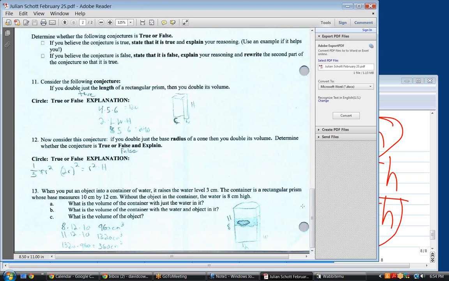And let's see, we got 5 minutes. Let's look at 13. When you put an object into a container of water, it raises the water level 3 centimeters. The container is a rectangular prism whose base measures 10 by 12. Without the object in the water, the water is 8 centimeters high. What is the volume of the container with just the water in it?